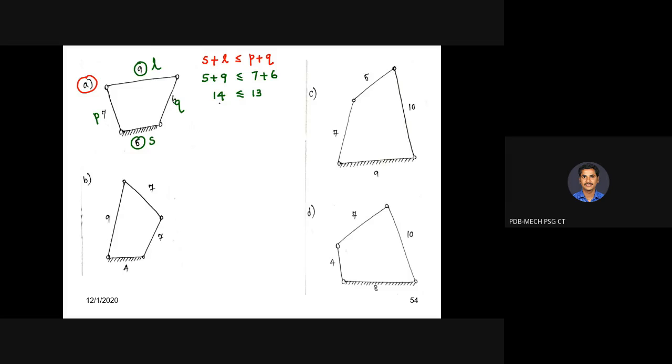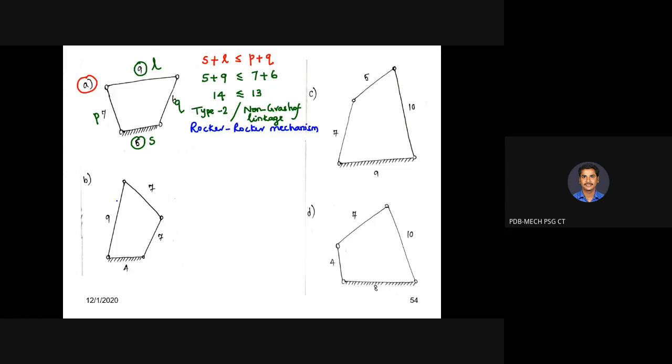Is it correct or not? Is 14 less than 13? So the condition is not satisfied. So it violates, so it belongs to the type 2 category, or it belongs to non-Grashof linkage. Non-Grashof linkage. So what mechanism will you get? In type 2, whichever link you fix, what mechanism will you get? 4 bar rocker. Yes, rocker or double rocker, whatever you write, it is correct. Rocker mechanism you will be getting.